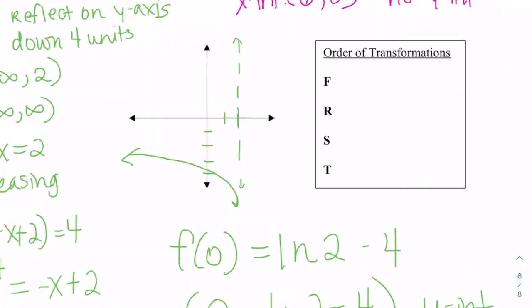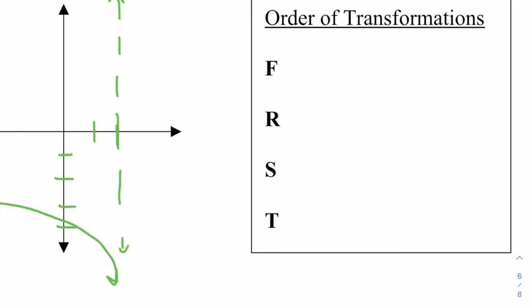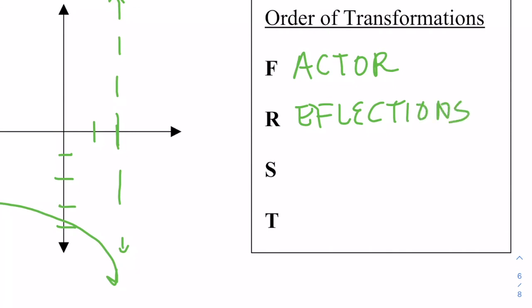And remember, we're making sure we stick with the order. So we're looking at the factor, whatever is next to the x. Then we look at the reflections. And then we're going to consider the stretches. And then last but not least, the vertical translations.